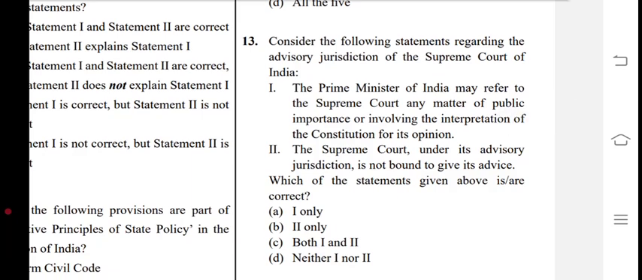The Prime Minister of India may refer to the Supreme Court any matter of public importance or involving the interpretation of the Constitution for its opinion. The Supreme Court under its advisory jurisdiction is not bound to give its advice. Which of the following statements are correct? First and second is correct.